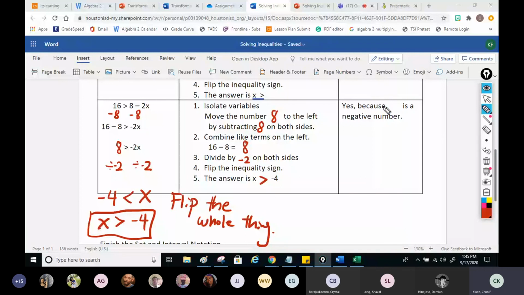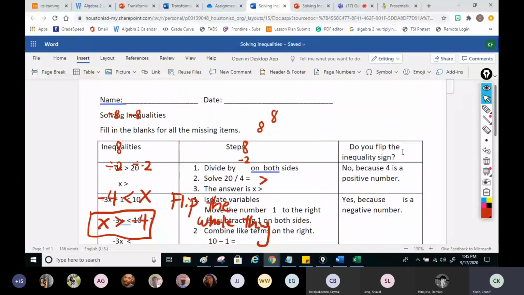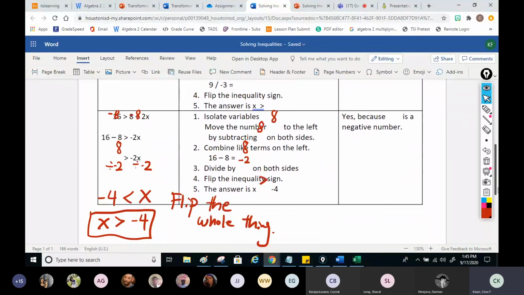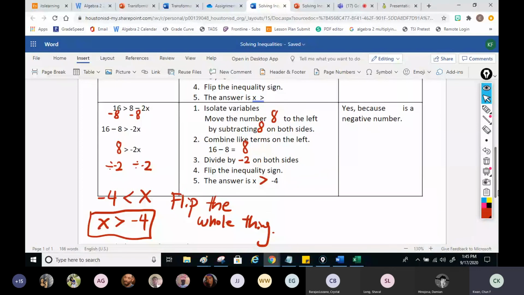Okay, and then on the right here, this part, basically I'm asking you, should you flip the sign? Okay, so do you flip the inequality sign? I even tell you the answer. So yes, you do flip the inequality sign because what is a negative number? Because -2 is a negative number. So that's why you have to flip the sign. So I want you guys to fill in the blanks, and then also complete the missing piece on the equation, okay?